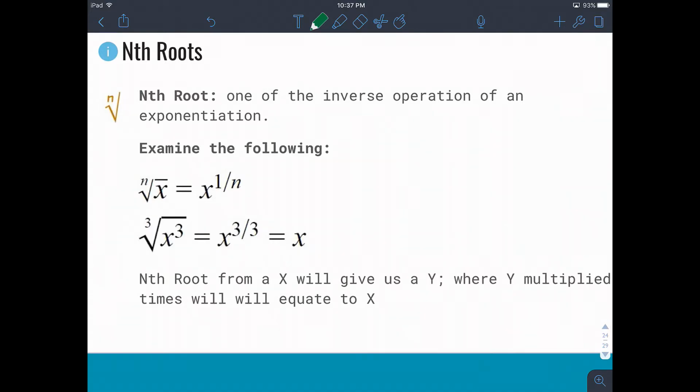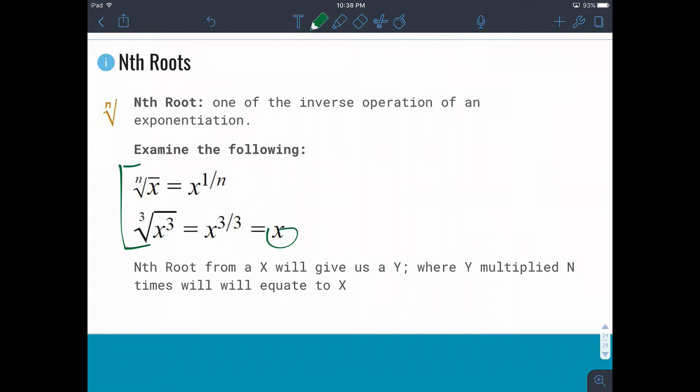Then let's talk about the nth root. It is one of the inverse operations of exponentiation, and we can look at it this way. The nth root of x is the same thing as x to the exponent of 1 over n. Therefore, the cube root of x cubed is just x to the 3 over 3. Therefore, it will just evaluate to x. The nth root of x will give us y, where y multiplied n times will equate to the value x.